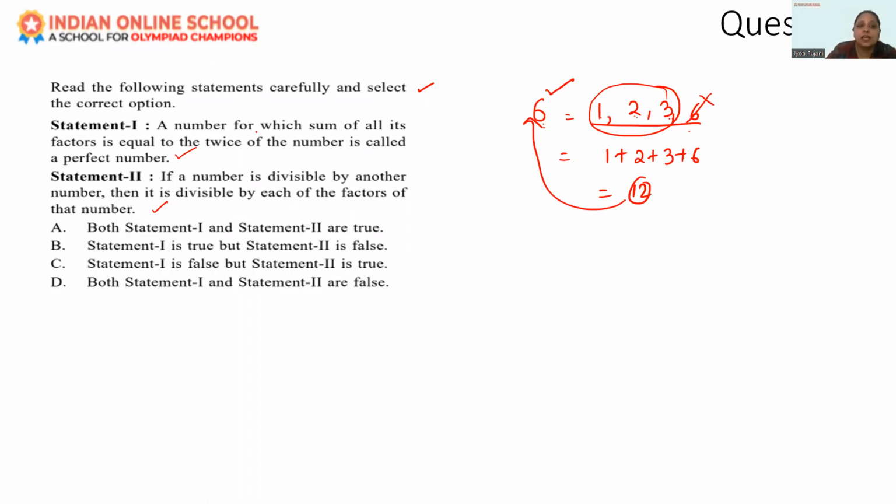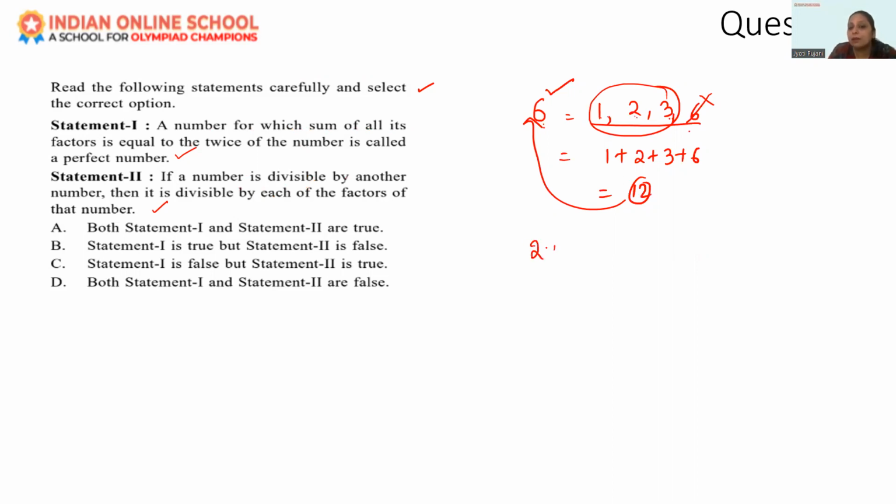So first definition, a number for which the sum of all its factors is equal to twice the number is called a perfect number. Second definition, a number for which the sum of all its factors excluding that number is equal to that number, then it is called a perfect number.